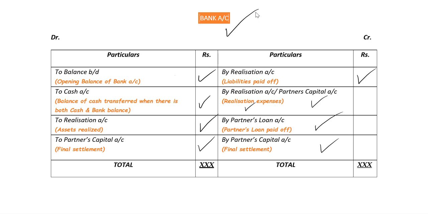At the end of passing all these entries, if the total of our bank account tallies, then we will know that the arithmetic is correct in solving the problem. So in this video, we learned the format of all the 4 ledger accounts that need to be prepared at the time of dissolution of partnership firm.